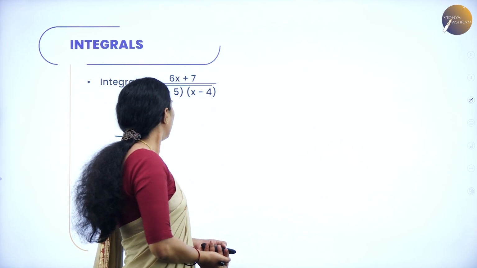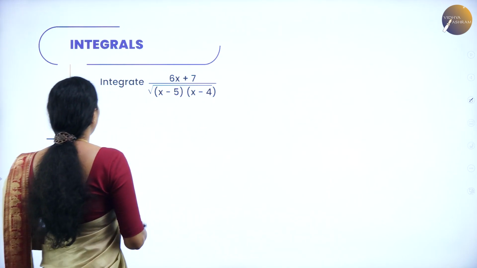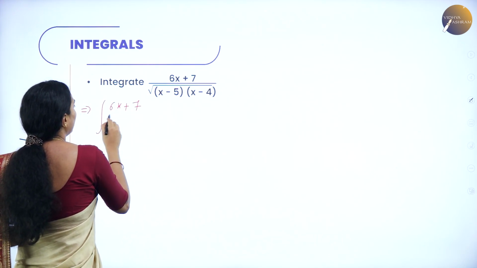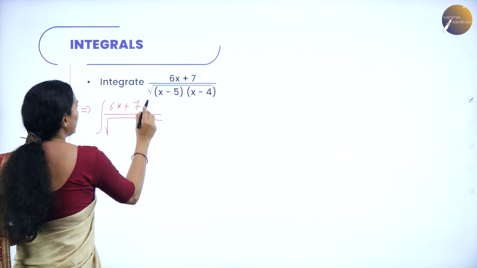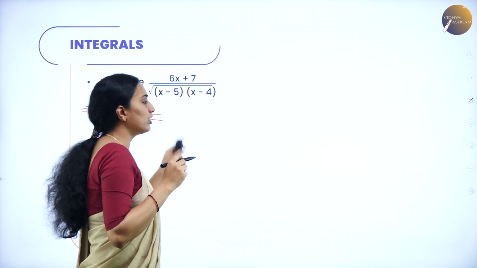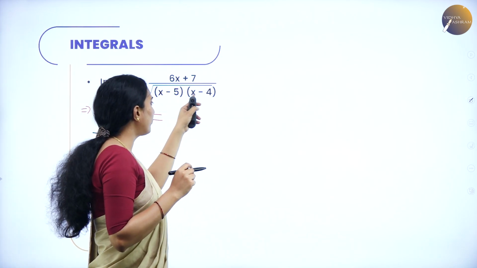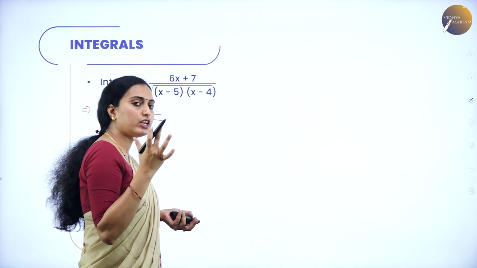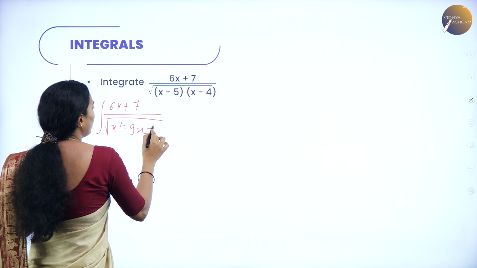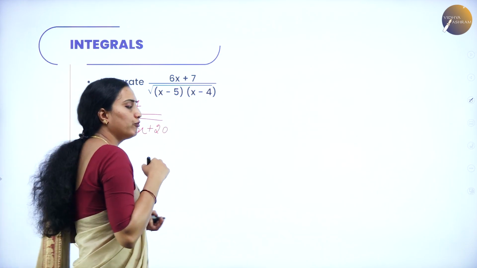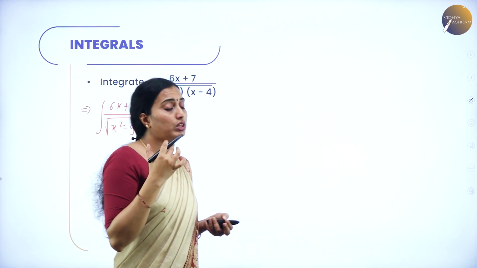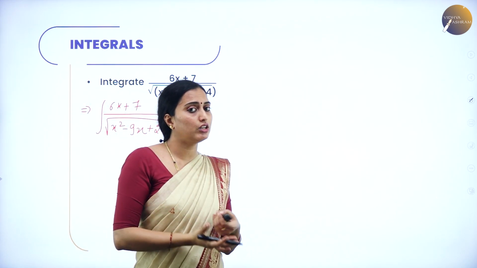What they've asked: integral of, let me write this first symbolically, integral of 6x plus 7 divided by under the root of, let me multiply, x into x is x squared, again x into minus 4 is minus 4x, from minus 5 into x is minus 5x, minus 5x minus 4x is minus 9x, again minus 5 into minus 4 is plus 20, because 5 4s are 20. I hope you got this one by multiplication. Now, if you do the denominator differentiation, are you getting the numerator?